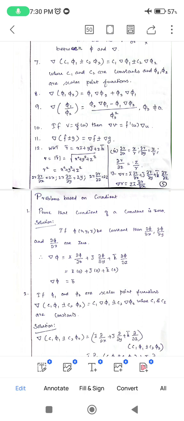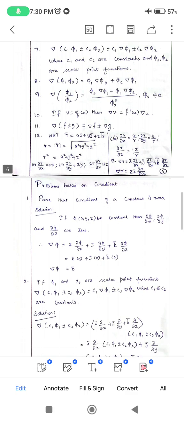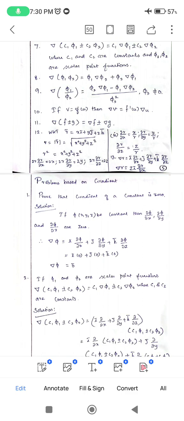We know that r vector is written as x i vector plus y j vector plus z k vector, and r is equal to modulus of r vector, which is equal to square root of x square plus y square plus z square. We take squaring on both sides, we get r square is equal to x square plus y square plus z square. So to differentiate, we get 2r into ∂r/∂x is equal to 2x, 2r into ∂r/∂y is equal to 2y, 2r into ∂r/∂z is equal to 2z. Now the problems based on the gradient.